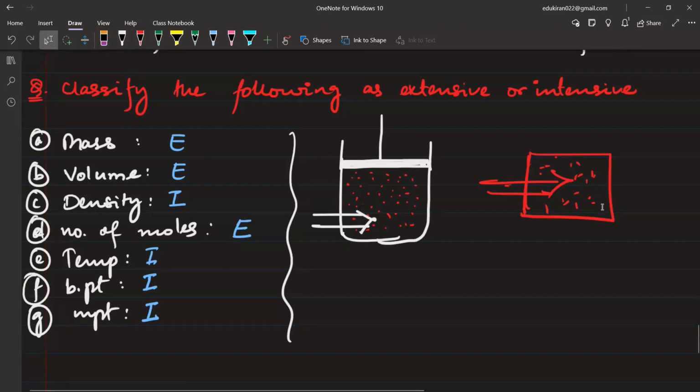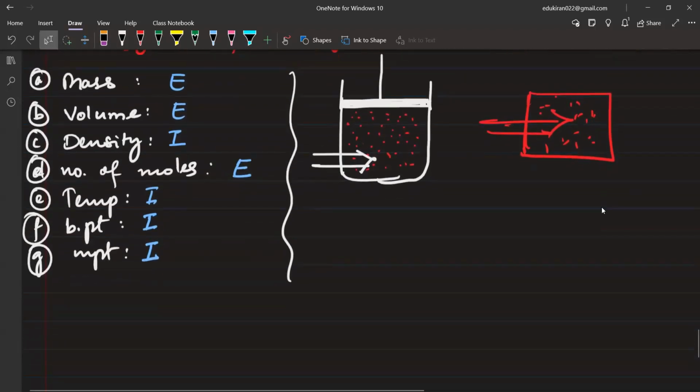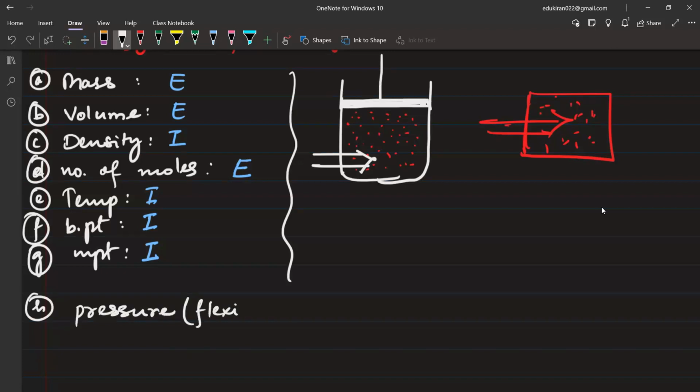So there is a nuance here in the case of pressure. If you have pressure and the boundary is flexible, then obviously if you add more and more mass, the flexible boundary will increase the volume, and it will balance out the pressure. That is why it will not change. That means it is intensive.